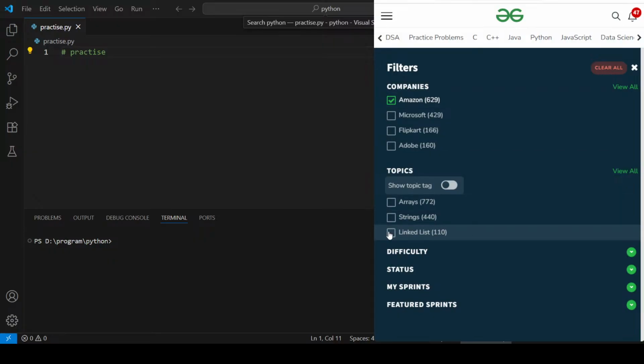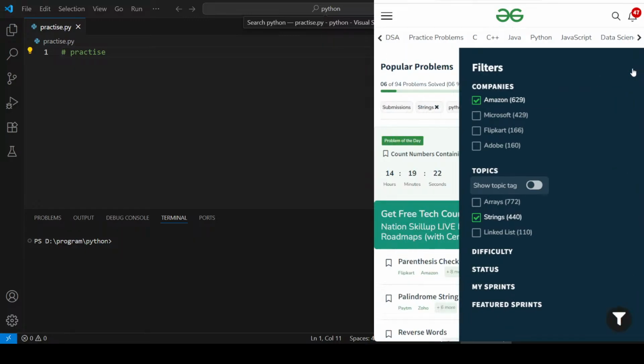Shall I choose linked list? No, I have practiced list and string a bit. I choose strings now. Try to complete the string and then go for array. Which company can I choose first? Let's choose Amazon. It has 629 problems.